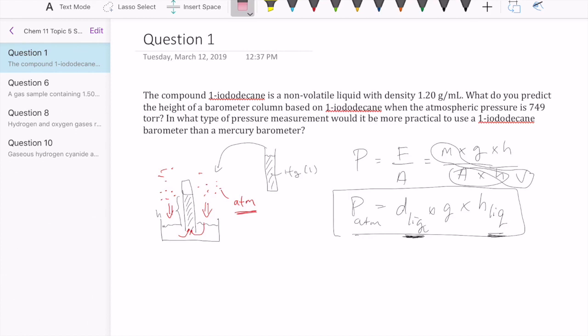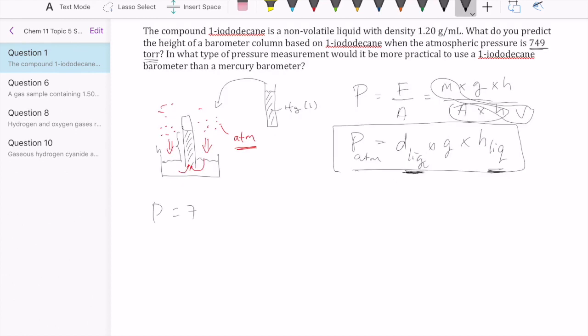Now let's take a look at this question. Pressure is 749 torr. Of course, that's the same as 749 millimeters of mercury. So the pressure measured by mercury is the same as the pressure measured by this new liquid, the iododecane, right? They're both corresponding to that same pressure. Now, when you measure it with mercury, that corresponds to this height in mercury. So the question is, what is the corresponding height in iododecane?